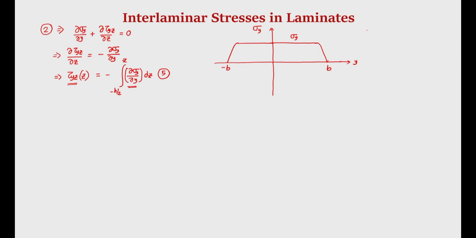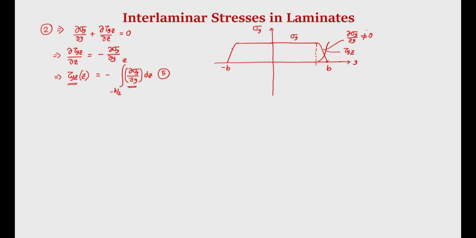So, that means at this region near the free edge, there is a non-zero stress gradient del sigma y del y. And equation 5 tells us if there is del sigma y del y which is non-zero, that leads to tau yz. Therefore, there will be tau yz.